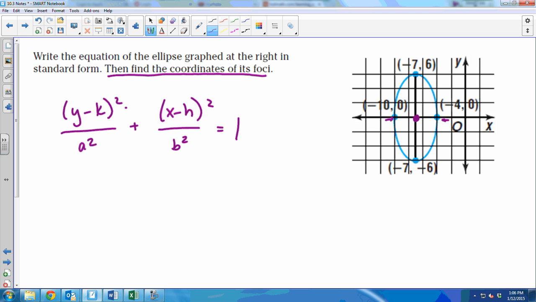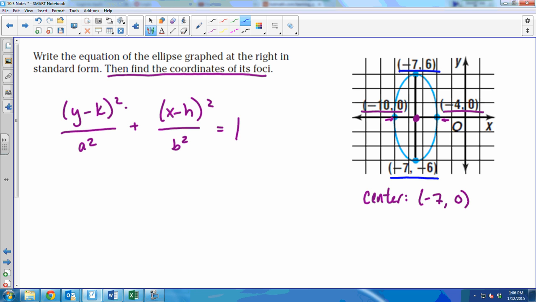-7, 0. You don't flip anything. I'm just writing the center down. The center is at -7, 0. So you could use the midpoint formula. You have -10, 0 and -4, 0. You could find the midpoint between those two. You've got -7, 6 and -7, -6. So you could use the midpoint formula and find it between those two. You could find the center. That is not rocket science, right?